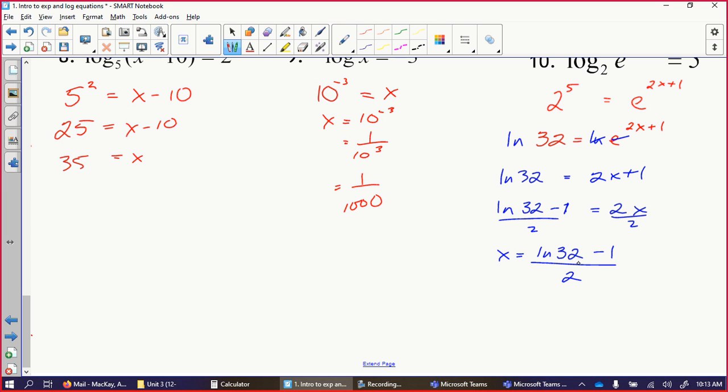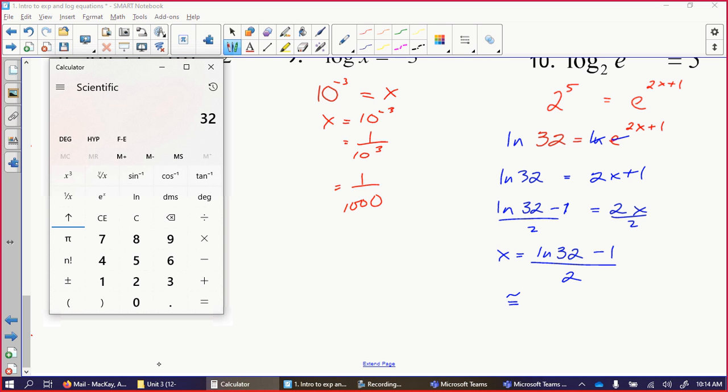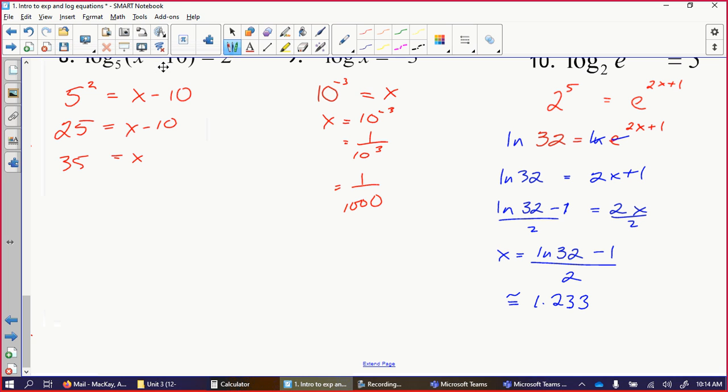And it baffles them and bothers them, because everyone loves decimals, because science enjoys decimals. But in math, that's an exact answer. I can approximate that, and I usually don't, but technically that needs an approximate sign. 32, oh no, n is that, minus 1 is that, divided by 2, it's approximately 1.233. It's not exactly that because we've used a decimal. So that's solving some logs.